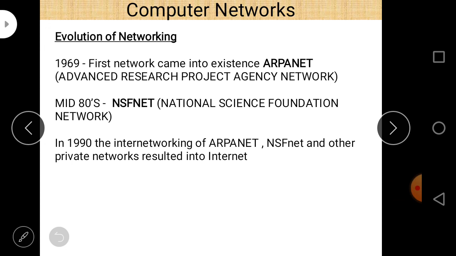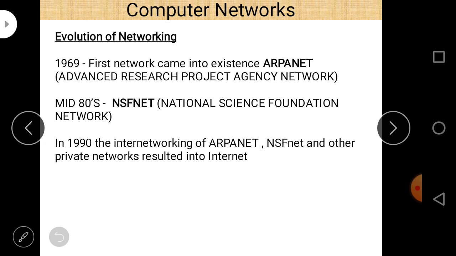And in the mid 80s, NSFNET, National Science Foundation Network. And in 1990, the inter-networking of ARPANET, NSFNet, and other private networks resulted in the Internet. So the combination of ARPANET, NSFNet, and other private networks resulted in the internet. So what is the internet?